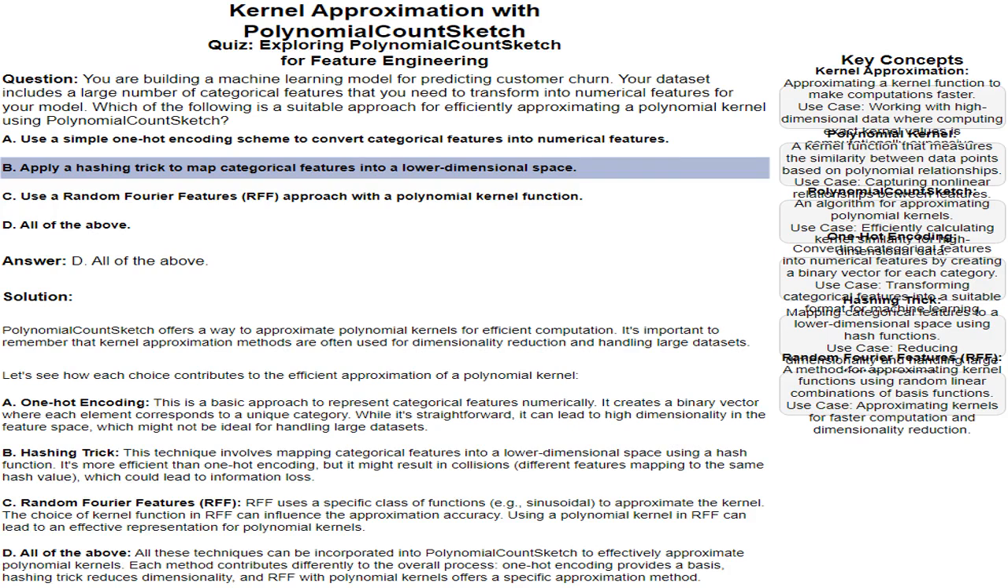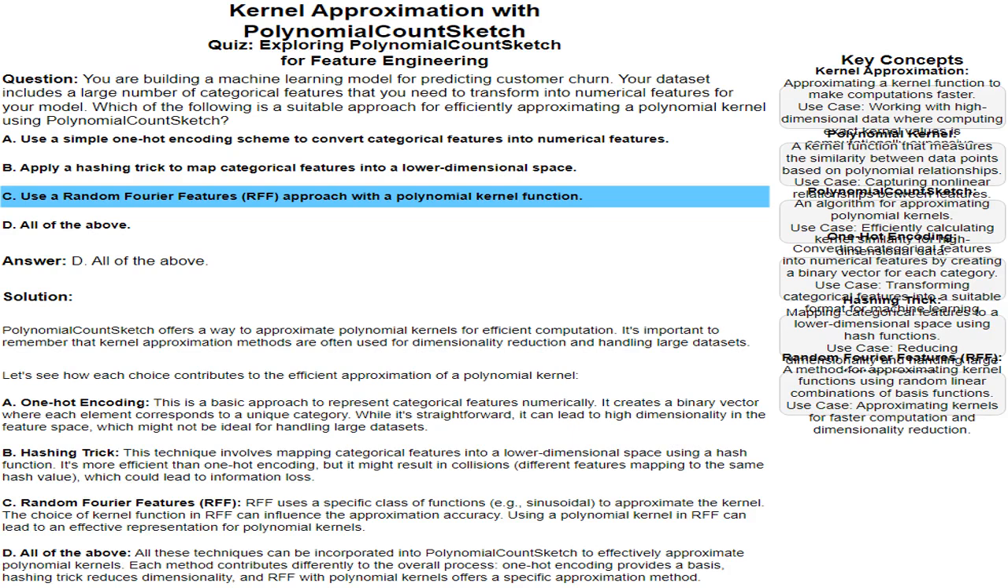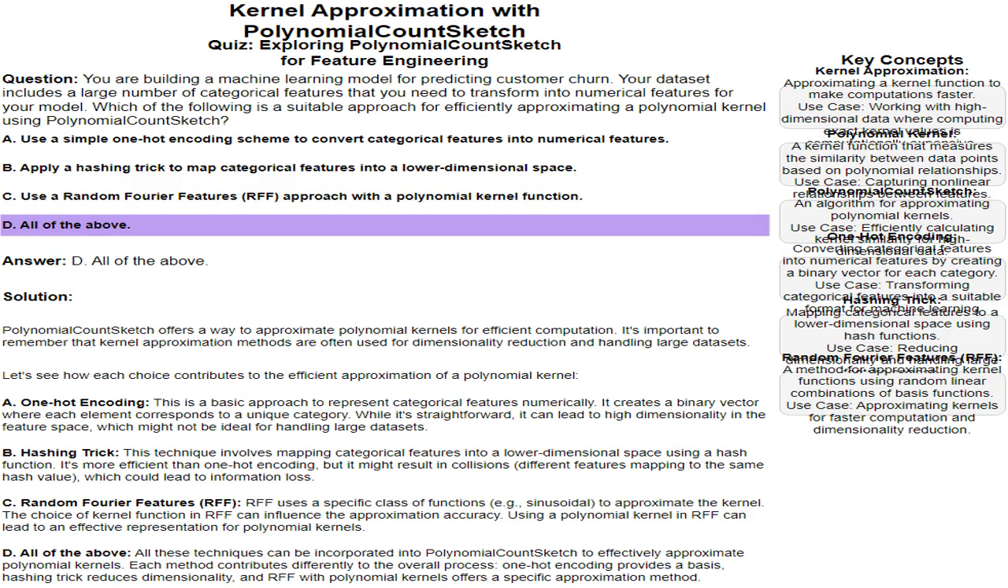B. Apply a hashing trick to map categorical features into a lower dimensional space. C. Use a random Fourier features RFF approach with a polynomial kernel function. D. All of the above. One-hot encoding is a simple approach for converting categorical features into numerical features.